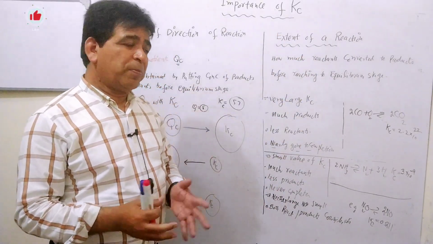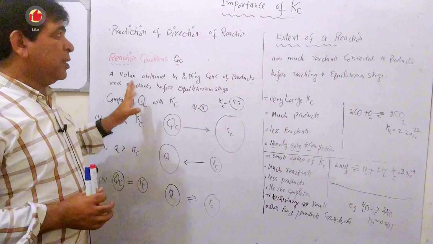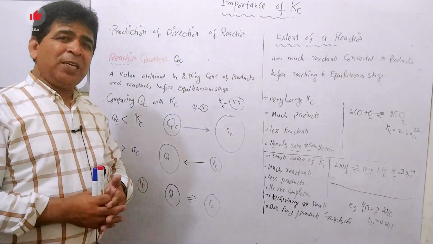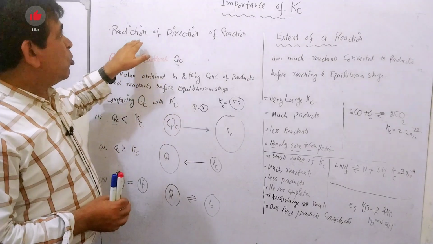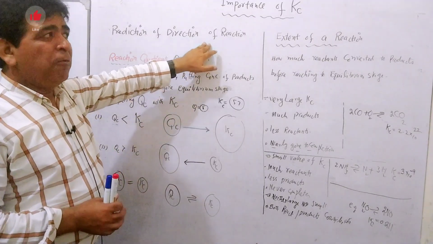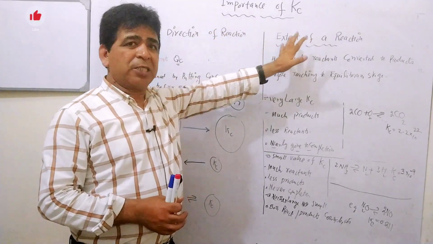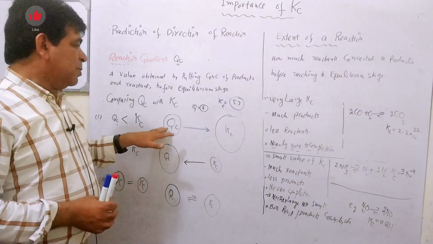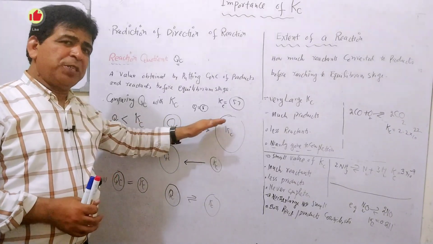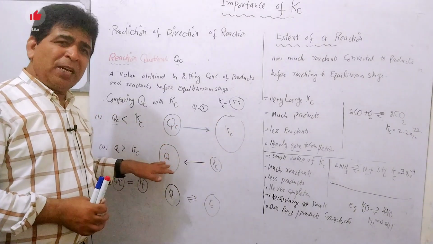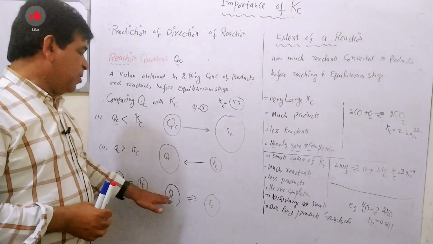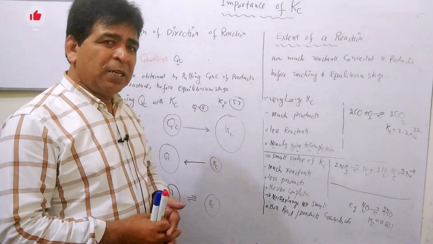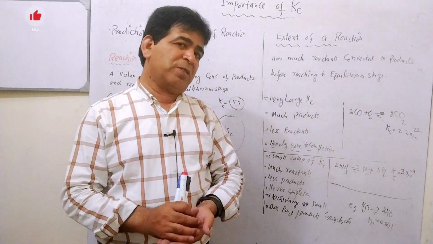The summary of today's topic is that by knowing the value of Kc, we can have two important facts. We can know the prediction of direction of a reaction. We can know the extent of a reaction. If Qc value is smaller than Kc value, the reaction will proceed in a forward direction. If Qc value is larger than Kc value, the reaction will proceed in a reverse direction. If Qc and Kc are equal, it means the reaction is near to equilibrium stage.